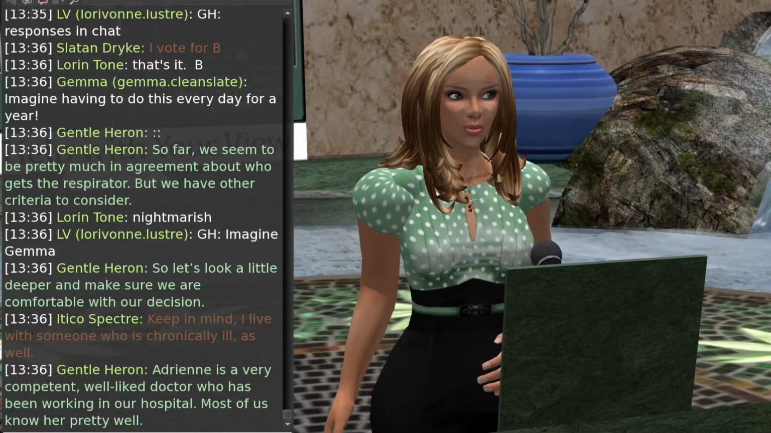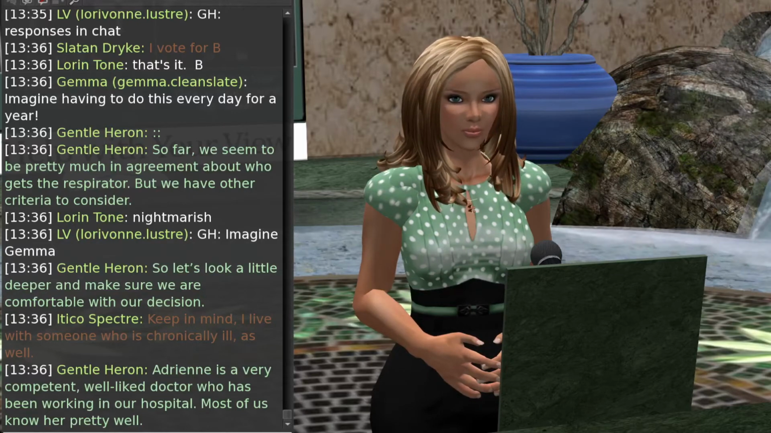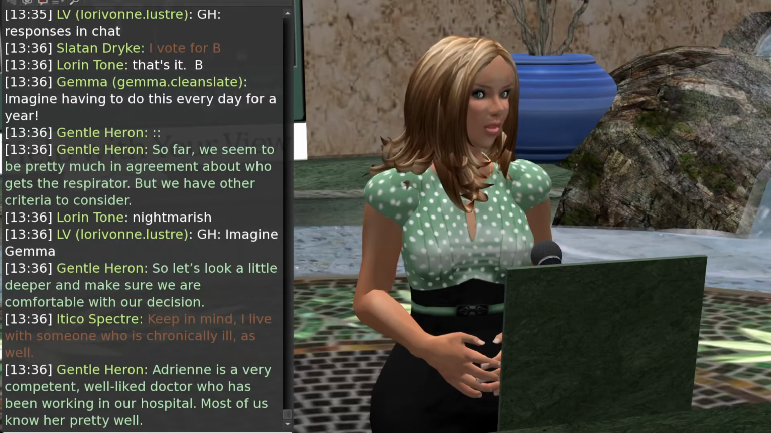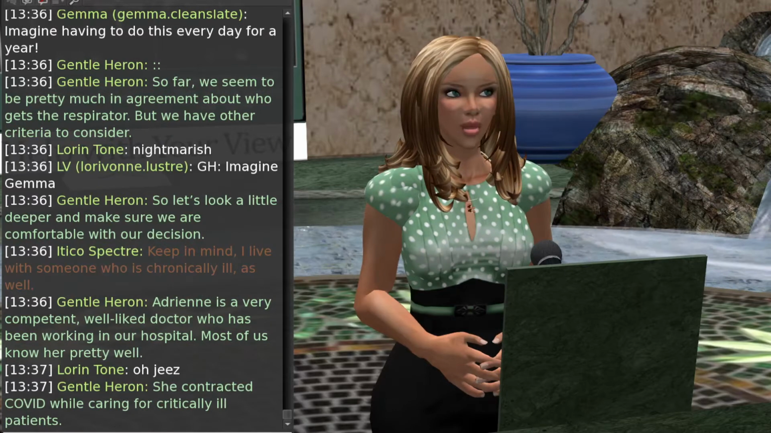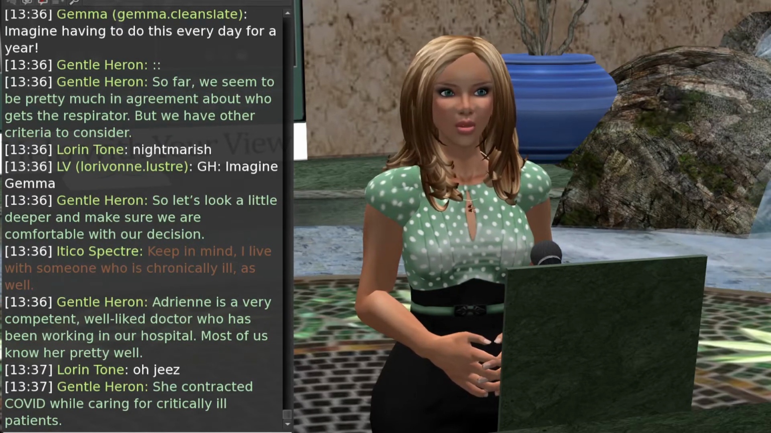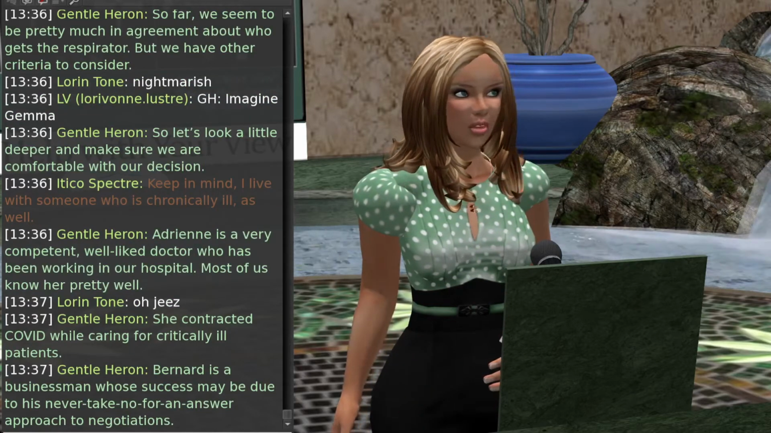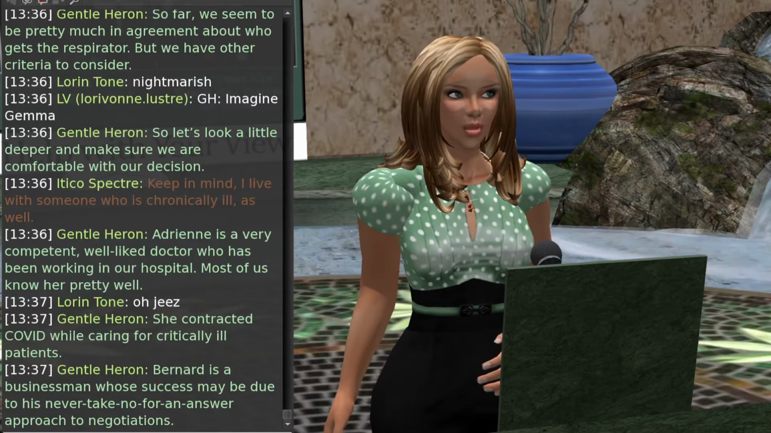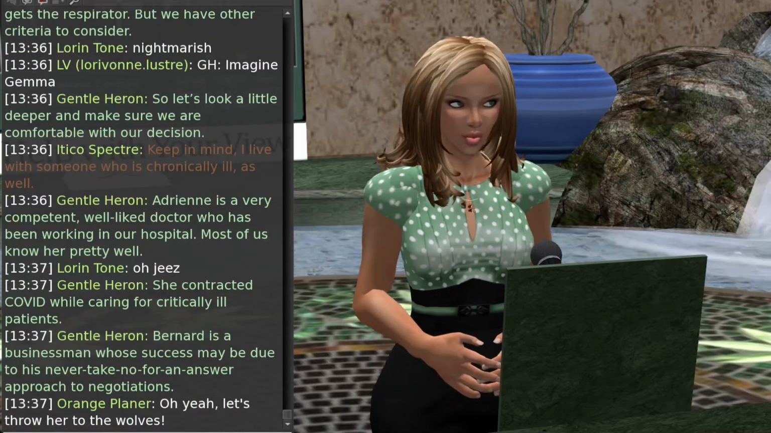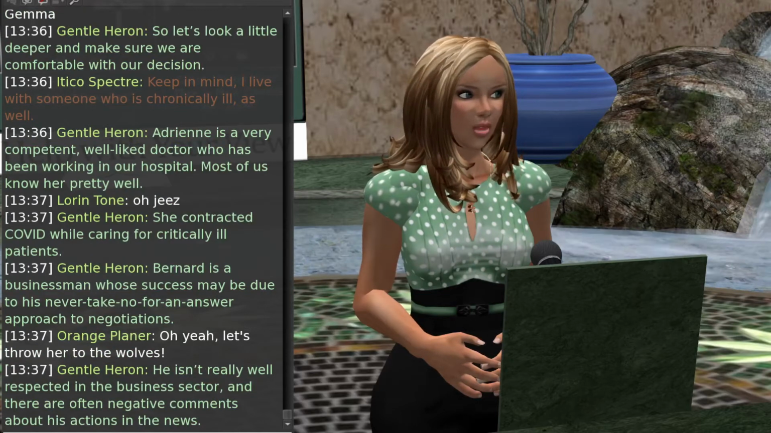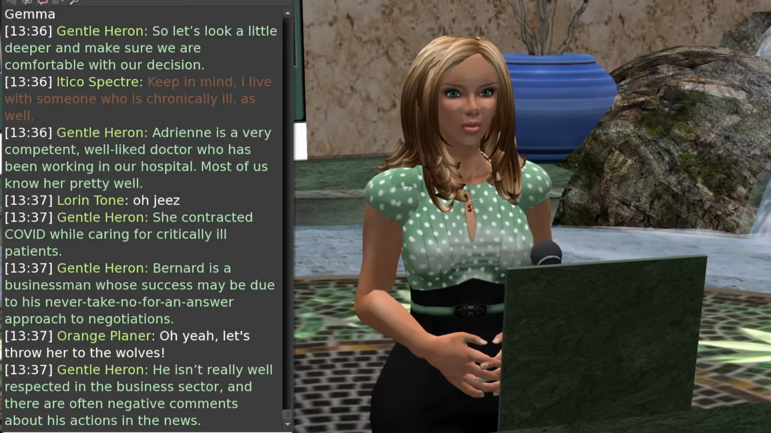Here we go. Adrienne is a very competent, well-liked doctor who's been working in our hospital. Most of us know her pretty well. Right, Lauren. She contracted COVID while caring for critically ill patients. Bernard, on the other hand, is a businessman whose success may be due to his never take no for an answer approach to negotiation. He isn't really well respected in the business sector, and there are often negative comments about his actions in the news.